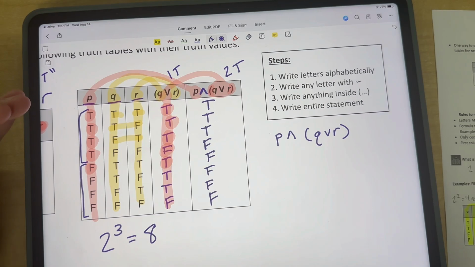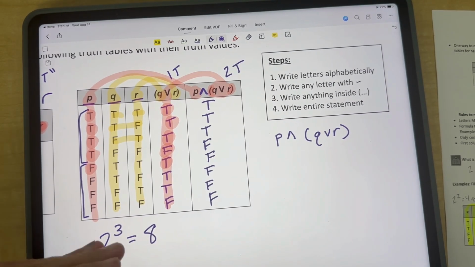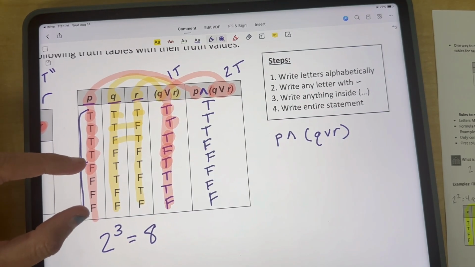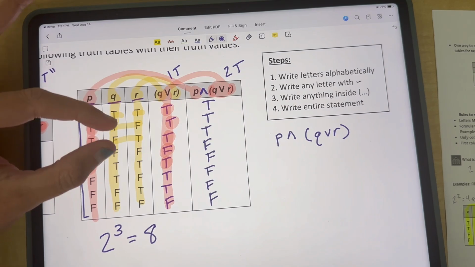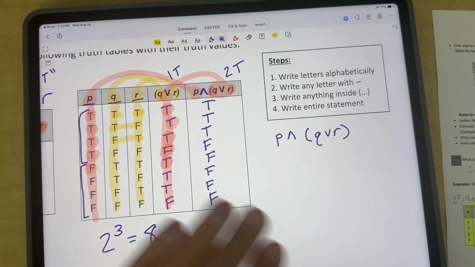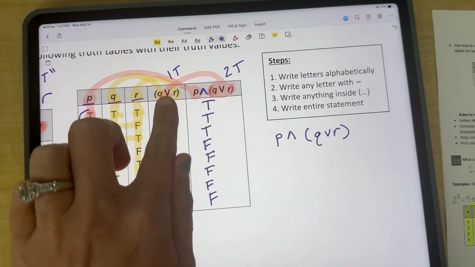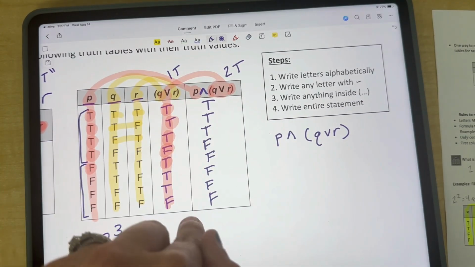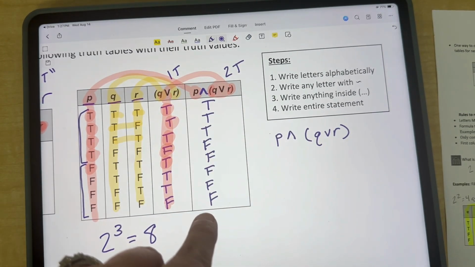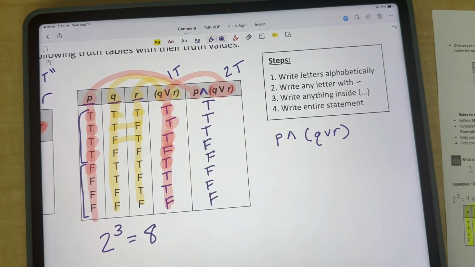So what it is, again, figure out how many letters you have to determine how many rows you're going to have. We had 3 separate letters. We had P, Q, and R. Okay, so I did 2 to the third, which is 8 rows. The top half is T's, the bottom half is F. Then you split it, and you do 2, 2, 2, 2. Then you do 1, 1, 1, 1. You fill out all of that. We had no negations. We had parentheses in the final statement, so I did a parentheses column. Then lastly, I wrote the entire end statement and solved. It's a lot, I know.